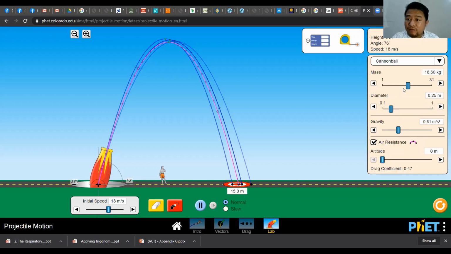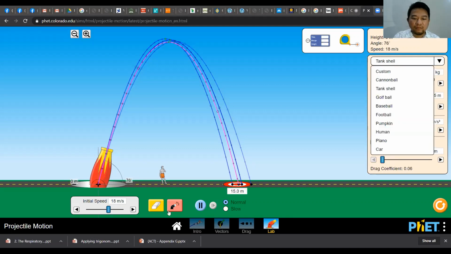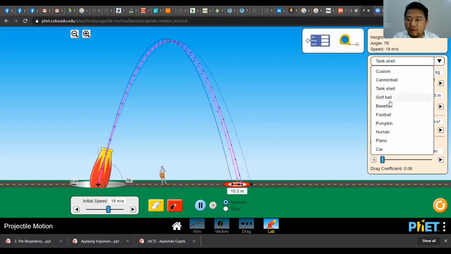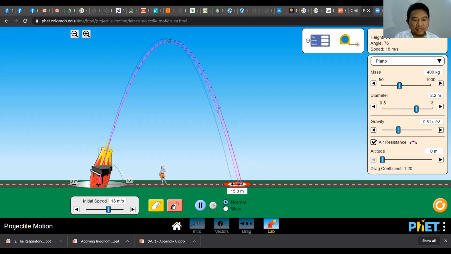You can again consider other projectiles here, and see, oops, there, tank shell, or let's consider a piano. Whoa. There. Or change some other variables that you can see in this presentation. Now going back to my slides, and this is almost over.